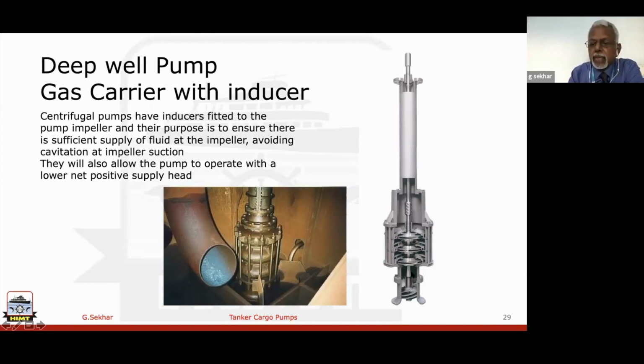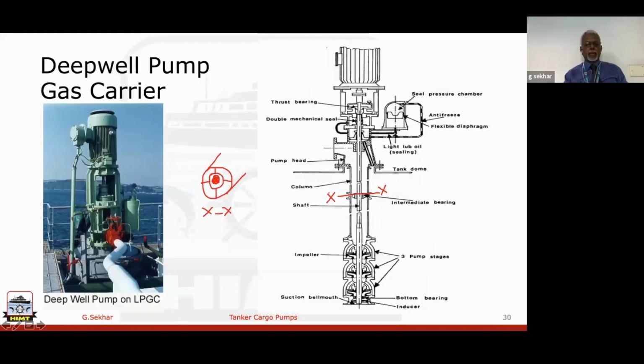Then it enters the first stage impeller. Discharge of the first stage impeller goes to the second stage suction. Second stage discharge goes to the third stage suction. And again, now this is your discharge pipe, and then it just goes all the way up. And if you see, this is the shaft, and always the prime mover here is an electric motor, or you can say an approved type of electric motor.